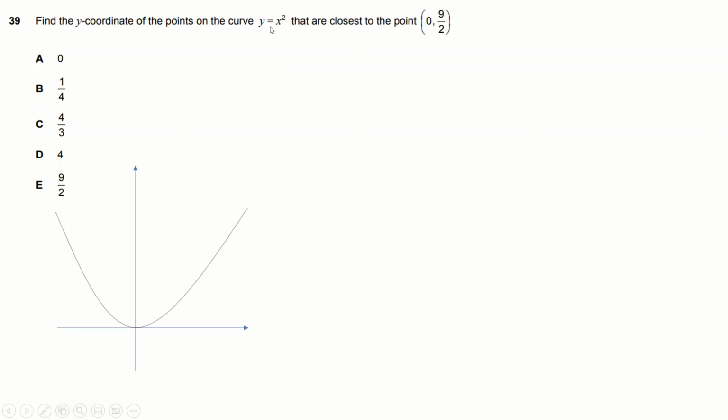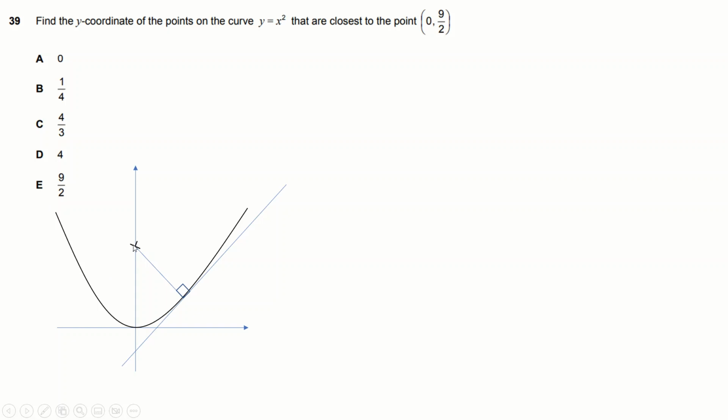You sketch this graph y equals x squared, you've got this point 0, 9 over 2, and we're looking for the closest we can get, the shortest distance to our graph. Now, this looks wonky, but that's just because I'm terrible at sketching. The distance should be the same, of course, whether you go this way or this way, and the shortest distance, of course, is going to make a right angle with the tangent of the curve itself.